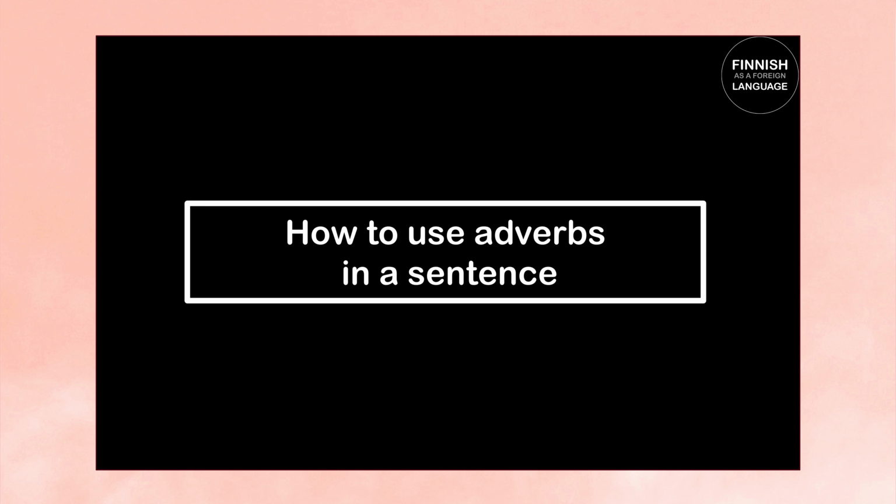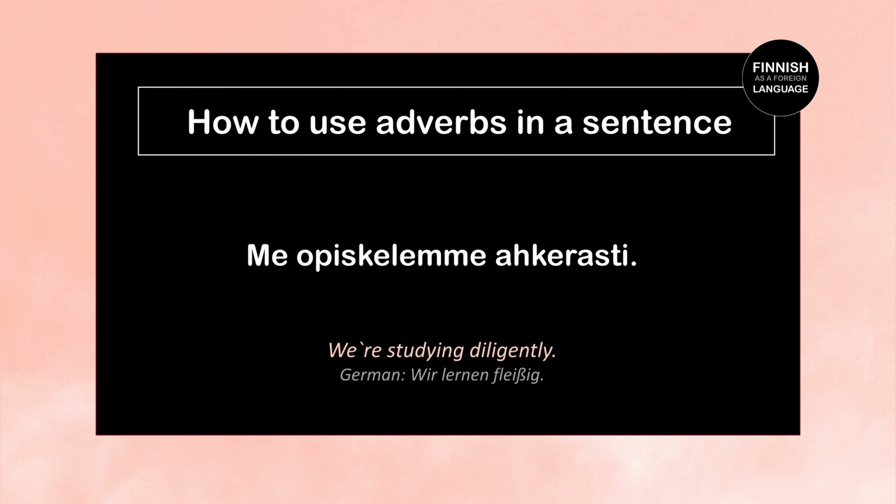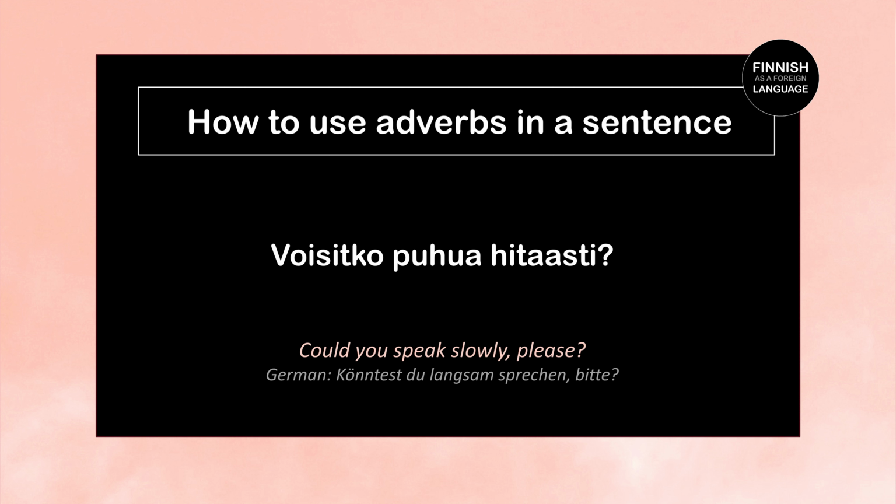Here we are going to learn how to use adverbs in a sentence. Here's our first one. Me opiskelemme ahkerasti means we're studying diligently. So me opiskelemme is the first person plural present tense of the verb opiskella, which means to study. And ahkerasti is here our adverb meaning diligently. It's based on the adjective ahkera, which means diligent. So let's repeat. Me opiskelemme ahkerasti. We're studying diligently.